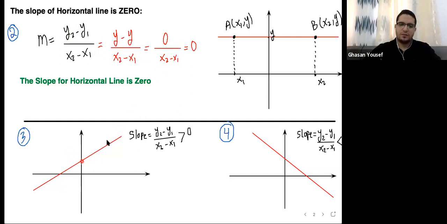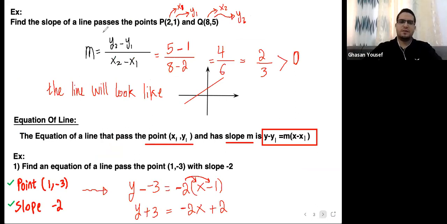Now, any line of this form always has a positive slope. And any line of this shape always has a negative slope. Here the slope is negative, less than 0. Then I gave an example of how we can find the slope for a line passing through two points.